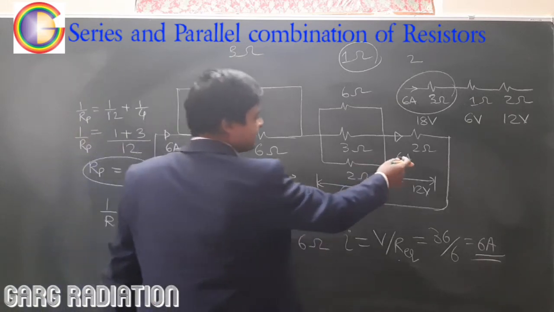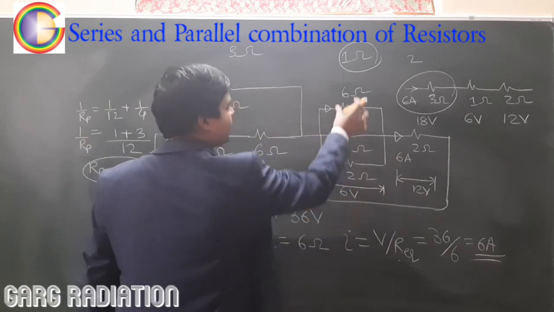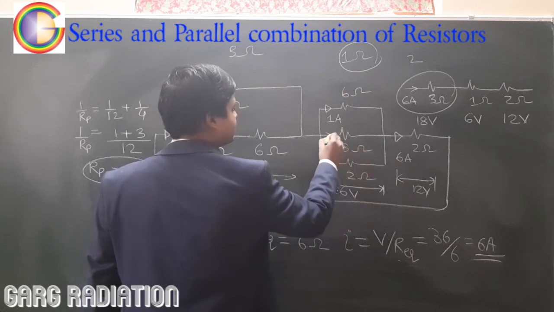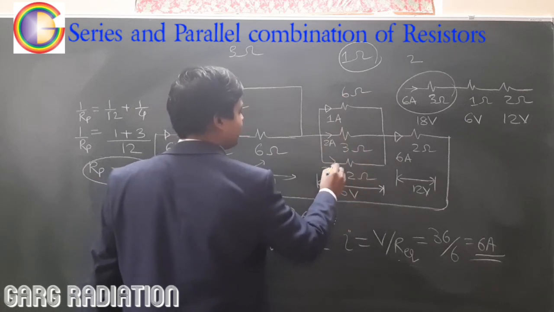Yes. This is 6 ampere. This is what we know. What is the current in this? Voltage upon resistance, 1 ampere. Voltage upon resistance, 2 ampere. Voltage upon resistance, 3 ampere. Very easy.